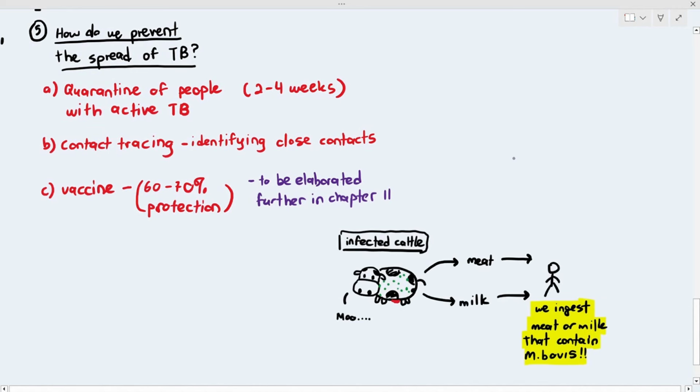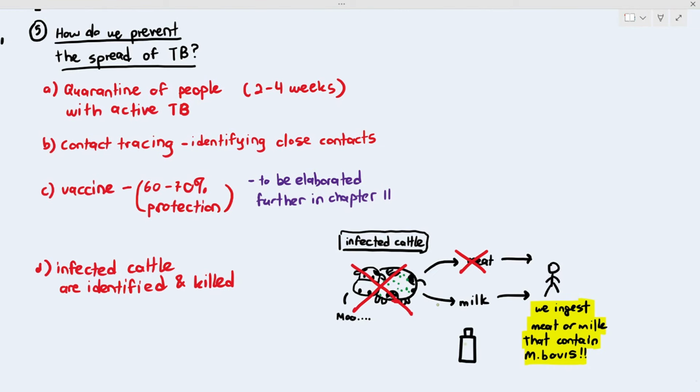Now, another way in which TB can also spread is through the M.bovis pathogen, from infected cattle, and we ingest meat and milk that contains the M.bovis pathogen. So one way of preventing the spread of M.bovis is by identifying the cattle that contain tuberculosis and killing off the cow or the cattle so that it cannot spread it.